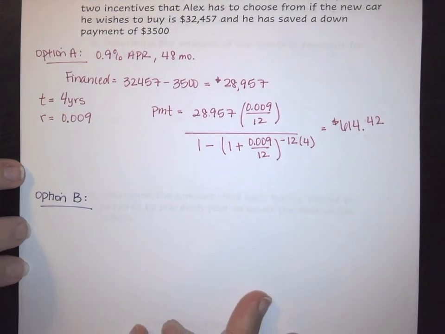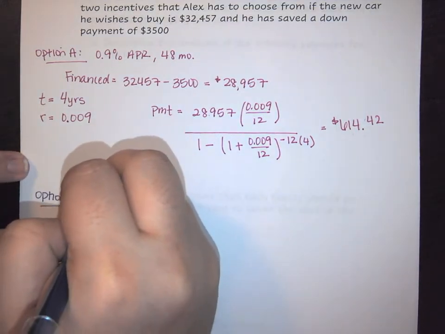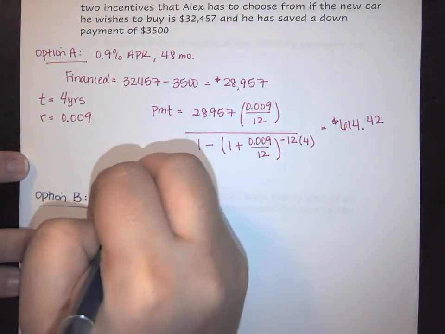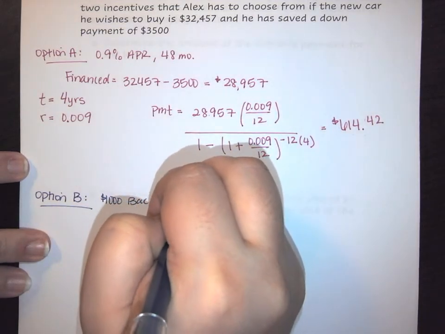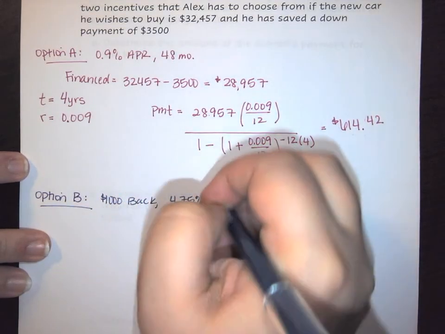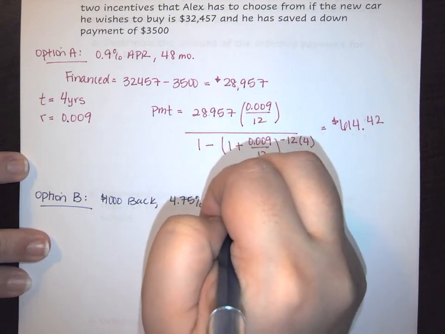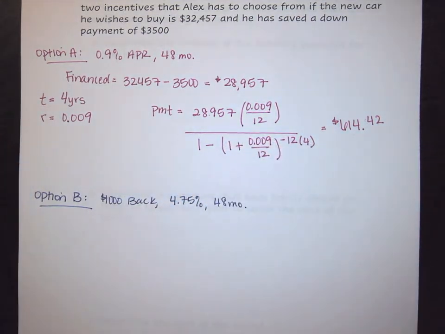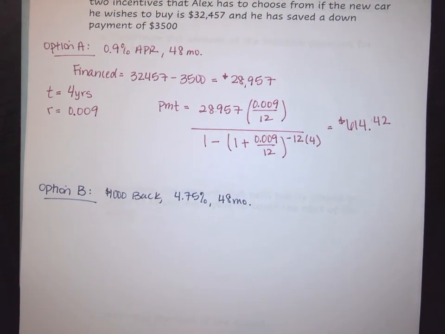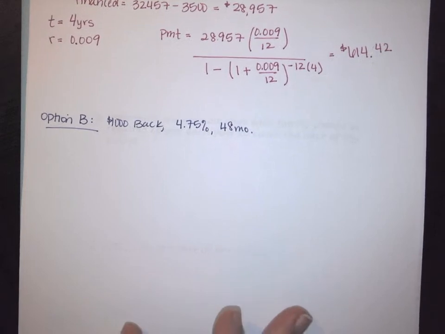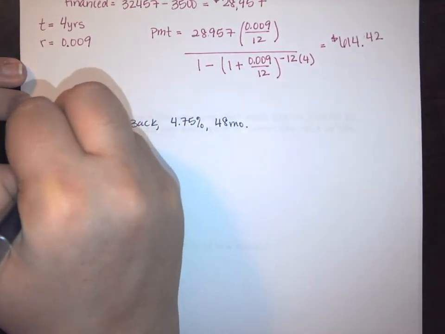So option B is going to be $1,000 back with 4.75% for 48 months. We still have the $3,500 down payment. So in this case, we need to again find your financed.